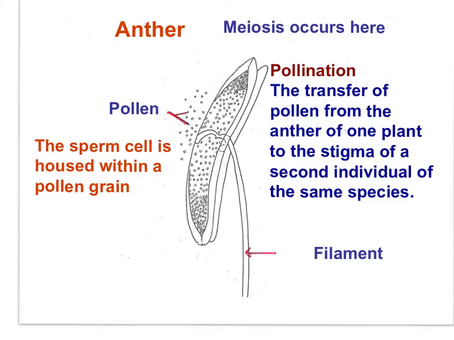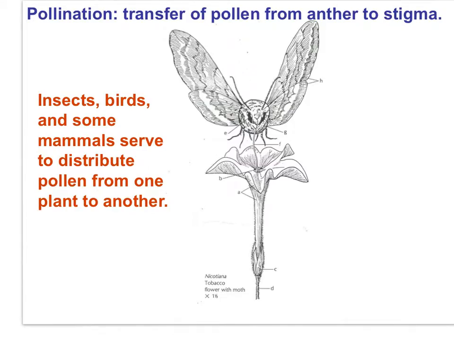Pollination is the transfer of pollen from the anther of one plant to the stigma of a second individual of the same species, and the sperm cell lies within the multicellular pollen grain. Pollination is accomplished by insects, birds, mammals, wind, and water. For animal pollinators, they are rewarded for their efforts with nectar or some edible pollen.